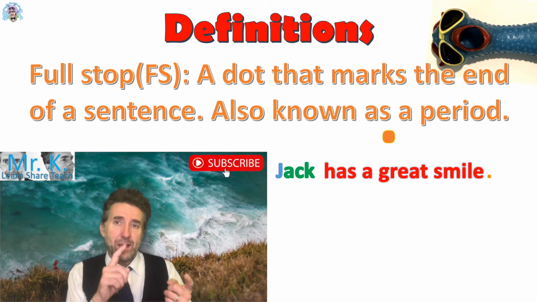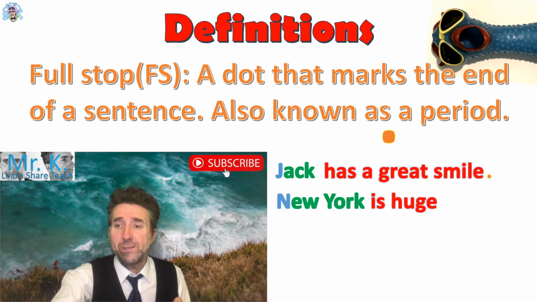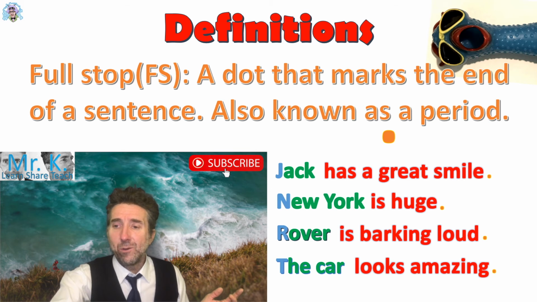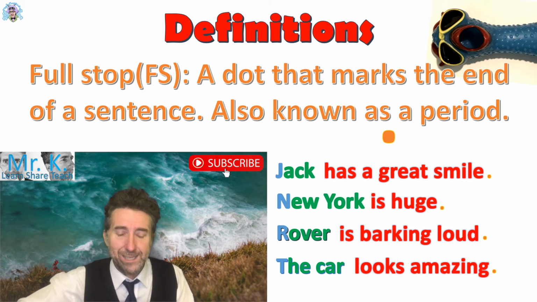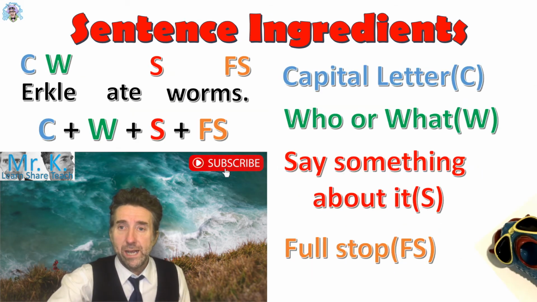So we've got the who or what at the beginning, we've said something about them, and we've got the full stop. Another example, New York is huge. Of course, we need a full stop at the end of that one. Then we also said Rover is barking loud. We've said something about Rover, so we need a full stop after that. Then we said the car looks amazing, and we've said something about the car, so we need a full stop there as well. Excellent. So we've covered all the different elements that you would need in a sentence.